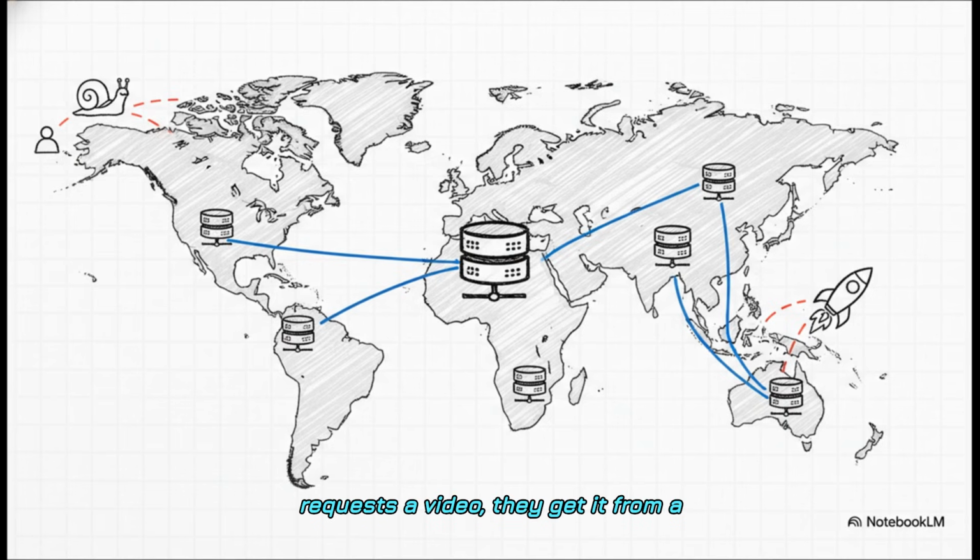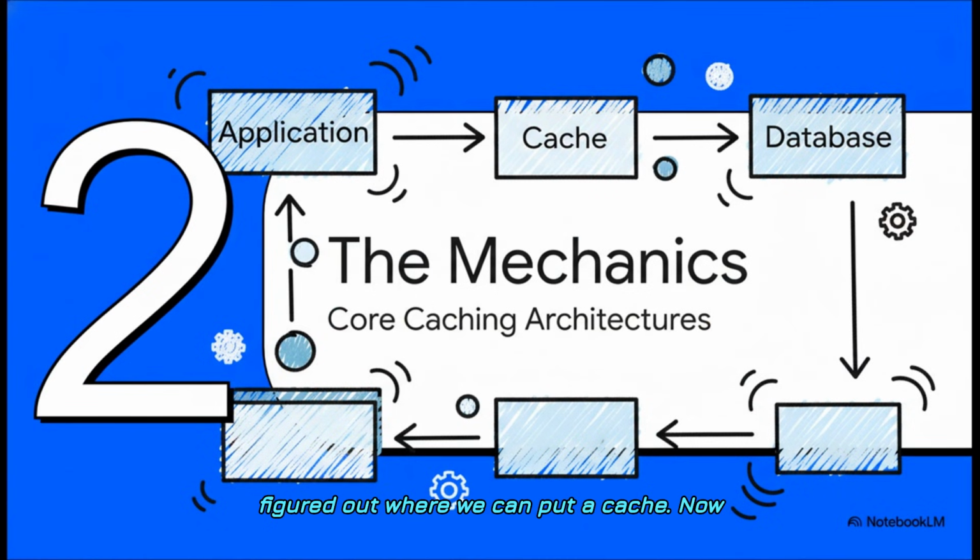So if someone in Australia requests a video, they get it from a server in Sydney, not one all the way over in Virginia. And look at that impact. You can cut latency from 350 milliseconds down to 40. For any kind of global media delivery, CDNs are not just nice to have, they're essential. So we've figured out where we can put a cache. Now let's dig into the how.